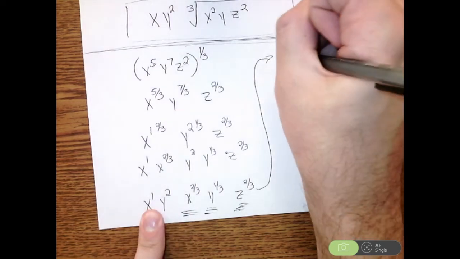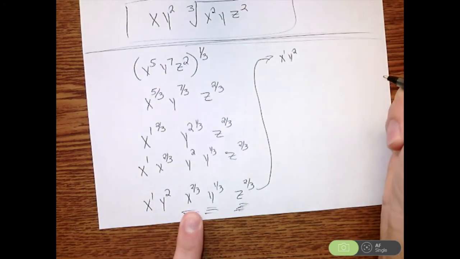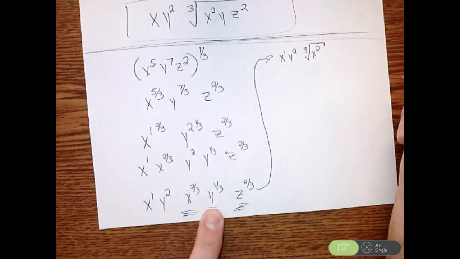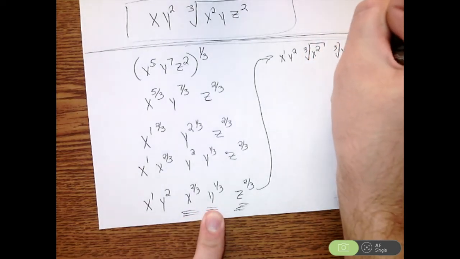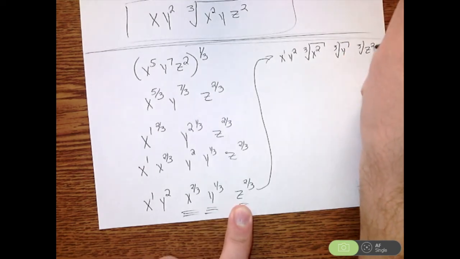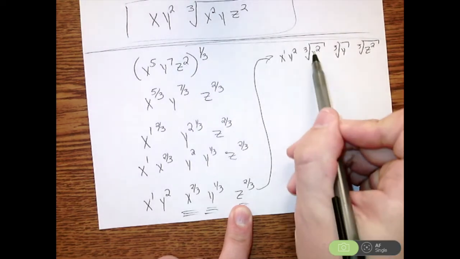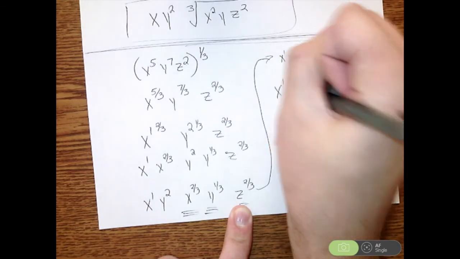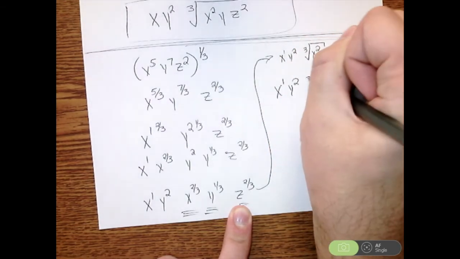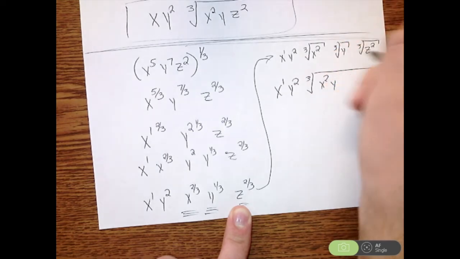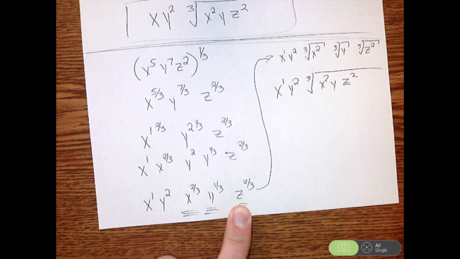So I still have that x to the first, y squared. x to the 2/3 power is the same as the cube root of x squared. y to the 1/3 power is the cube root of y. And z to the 2/3 power is the cube root of z squared. Since these are all cube roots, I can put all these together. So I have x, y squared, and the cube root of x squared, y, and z squared.